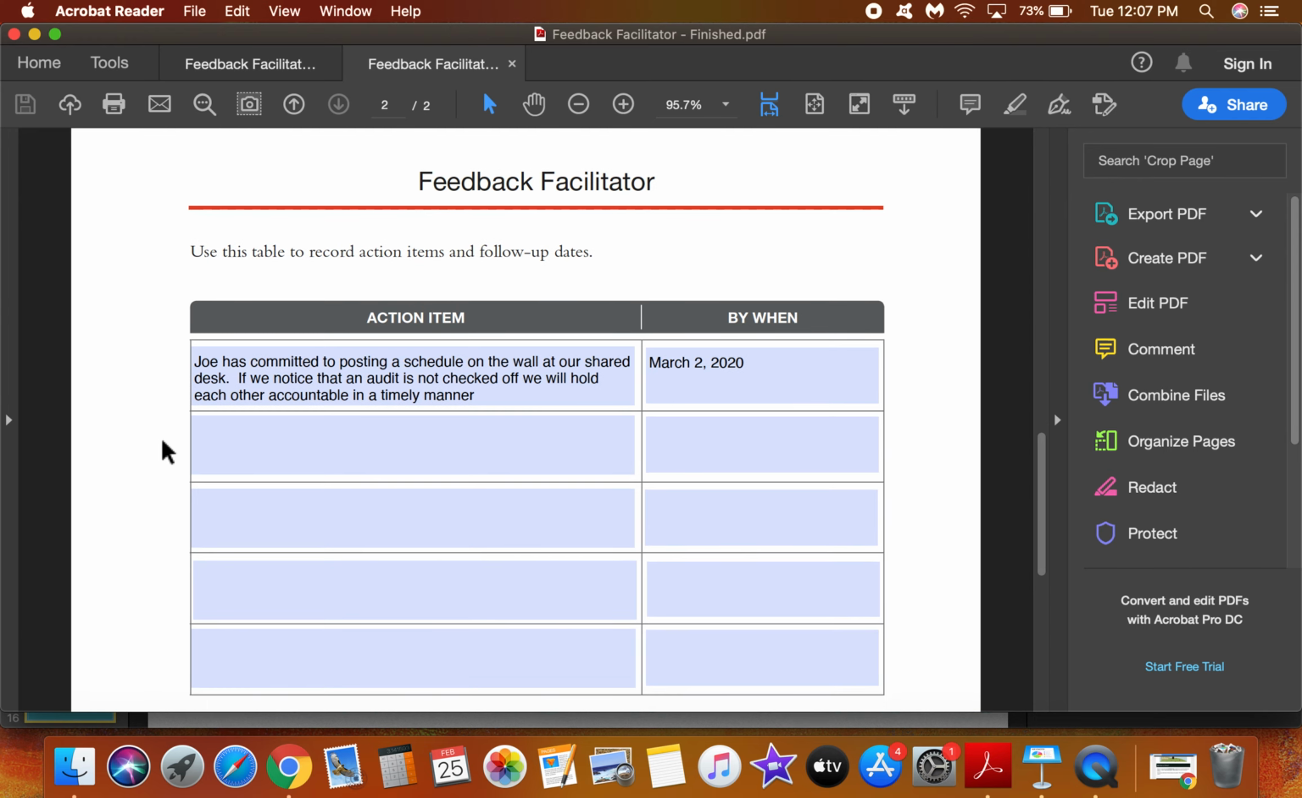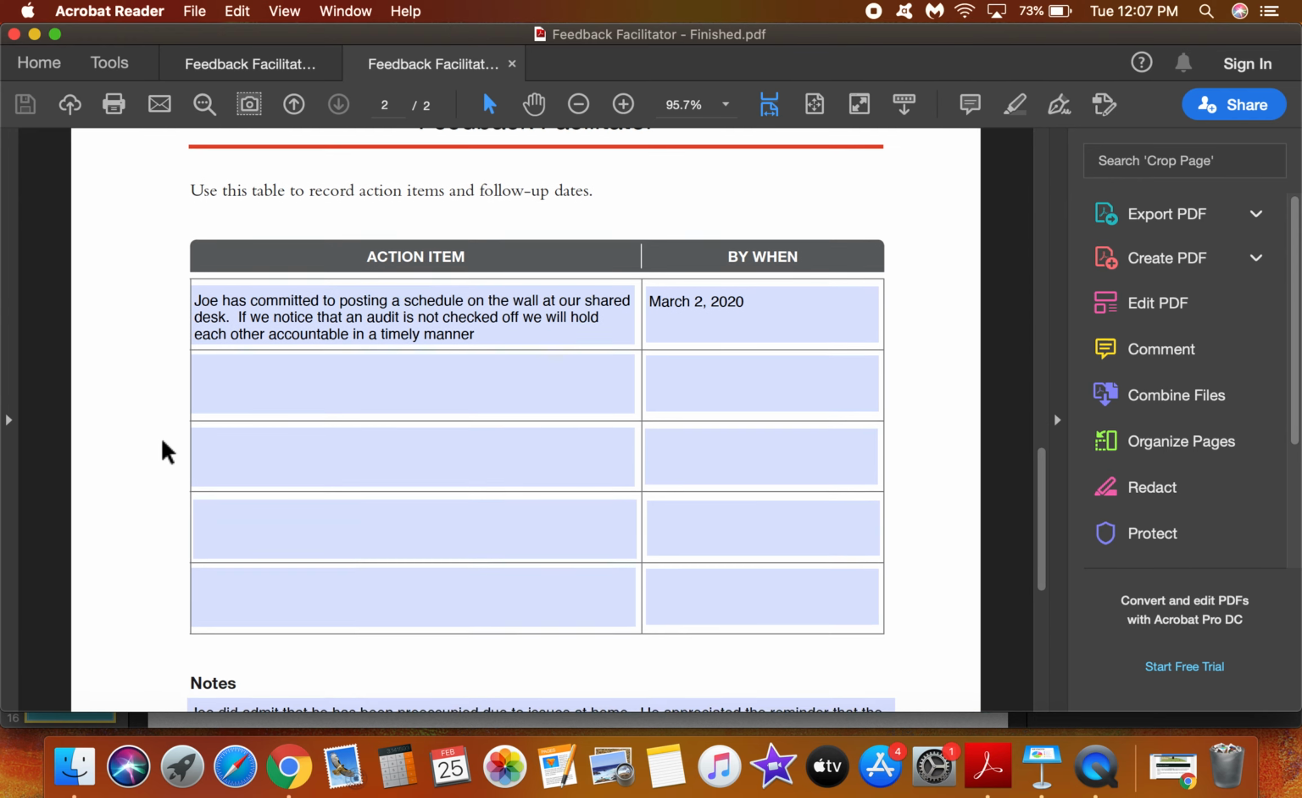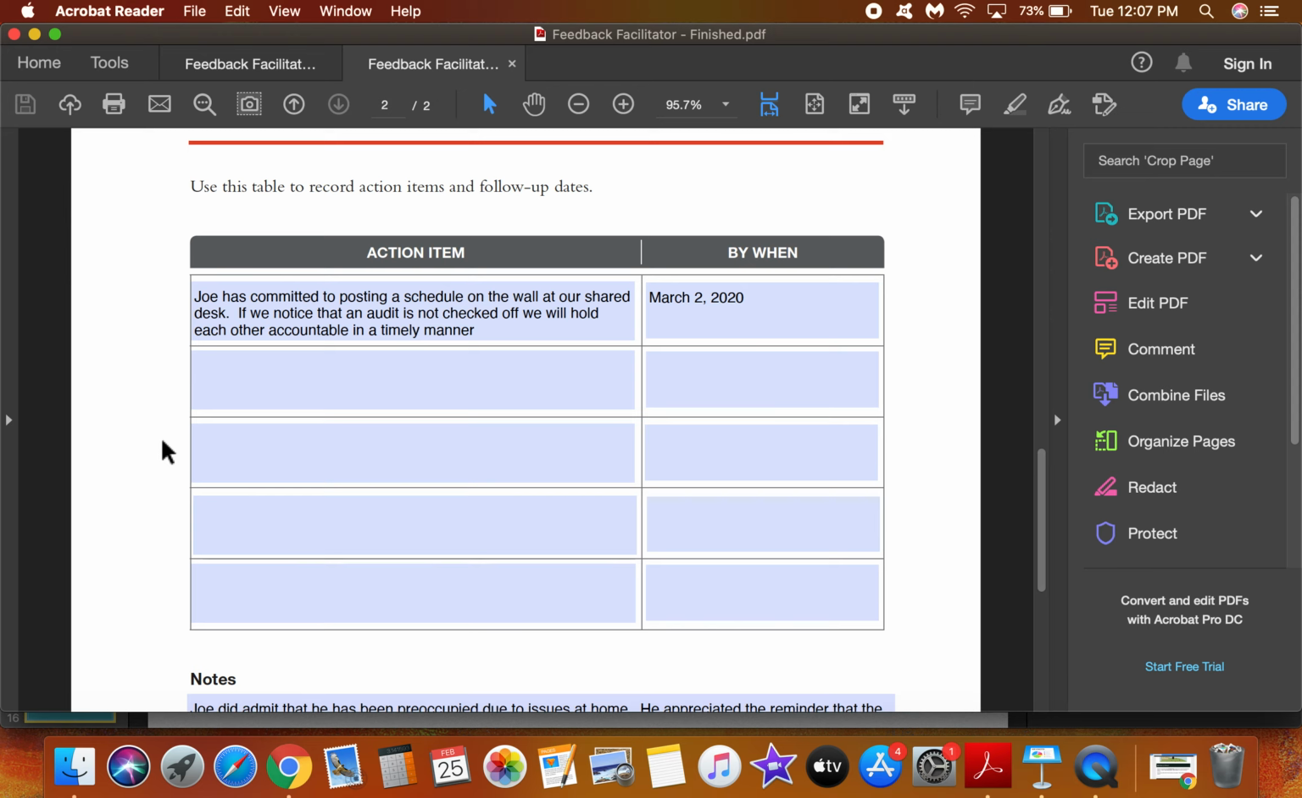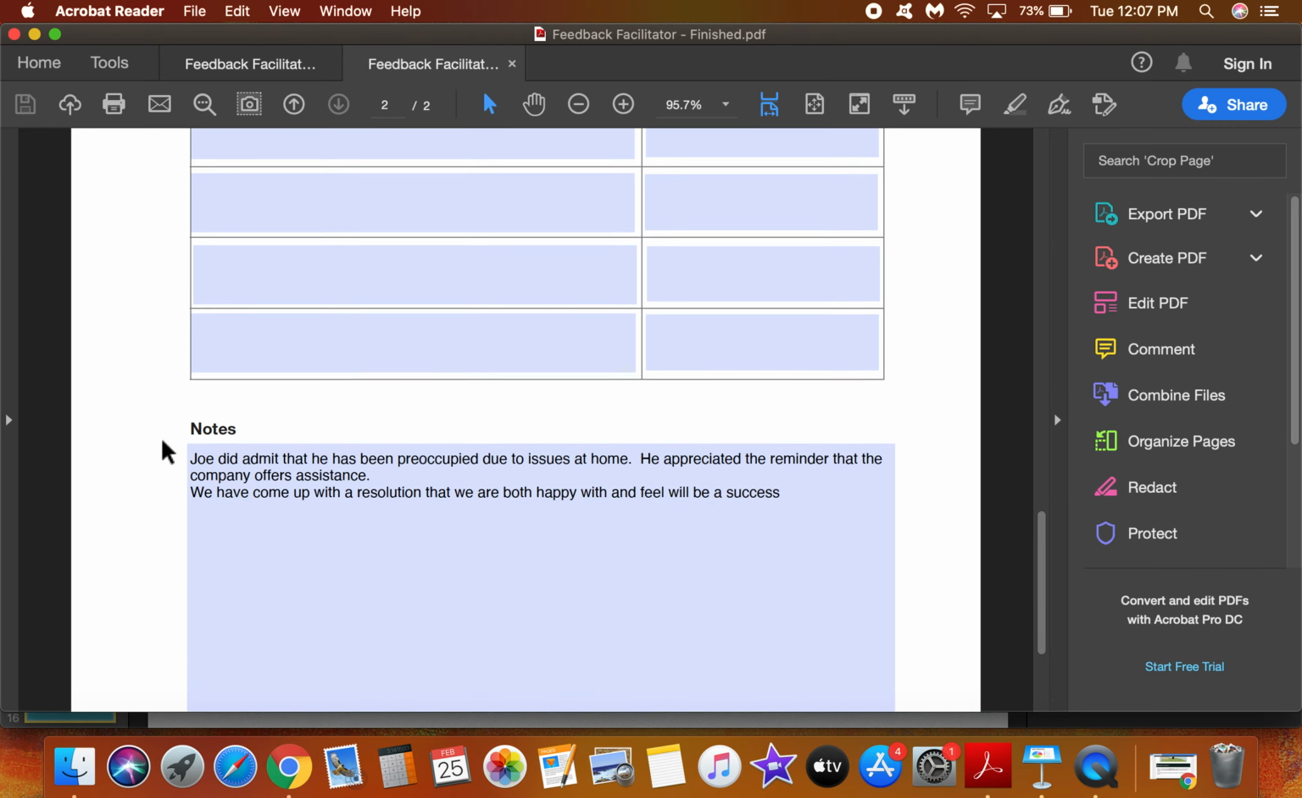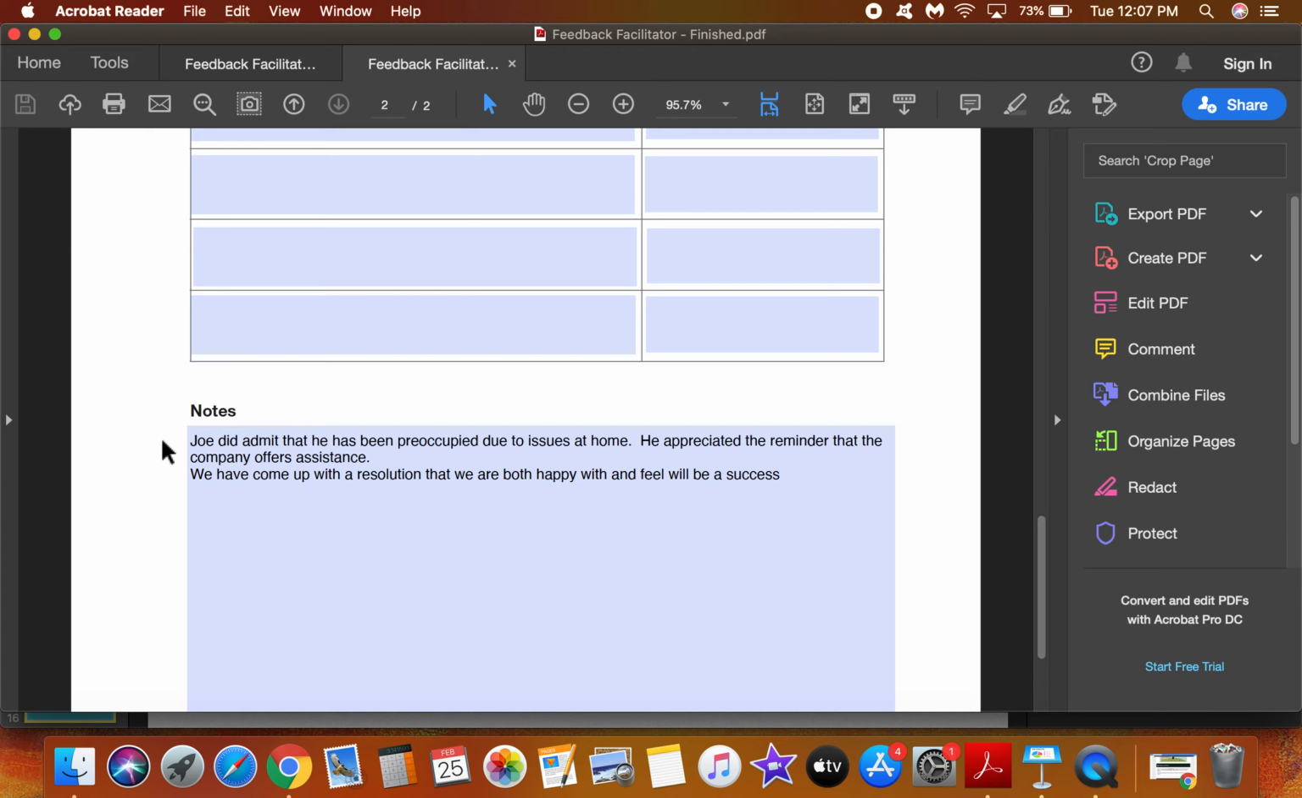Okay, so we had one action item that came out of this feedback facilitator. We want to make sure that we document that. And what we did is, Joe had committed to posting a schedule on the wall because we share a desk. And we can look at that schedule and see, oh, it's Joe's turn. Well, Joe hasn't crossed it off. So if that happens, then the other follow-up is, if we notice an audit is not checked off, we will hold each other accountable in a timely manner. And then I'll put some notes on how the feedback went.